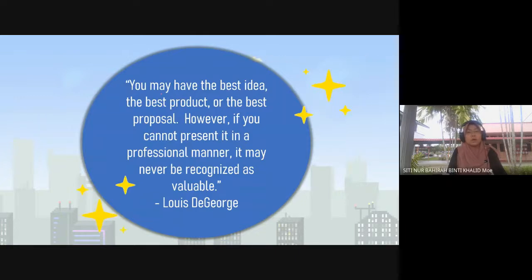So it says here, you may have the best idea, the best product, or the best proposal. However, if you cannot present it in a professional manner, it will never be recognized as valuable. So that means two people could have the same idea, the best product that they want to sell. But if one person is good at presenting and the other person is not, only the person who is good at presenting will be recognized as valuable.